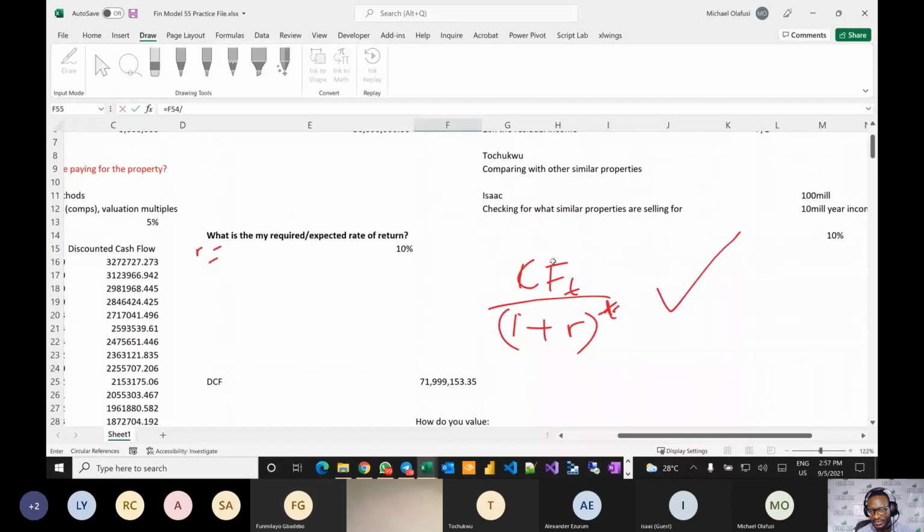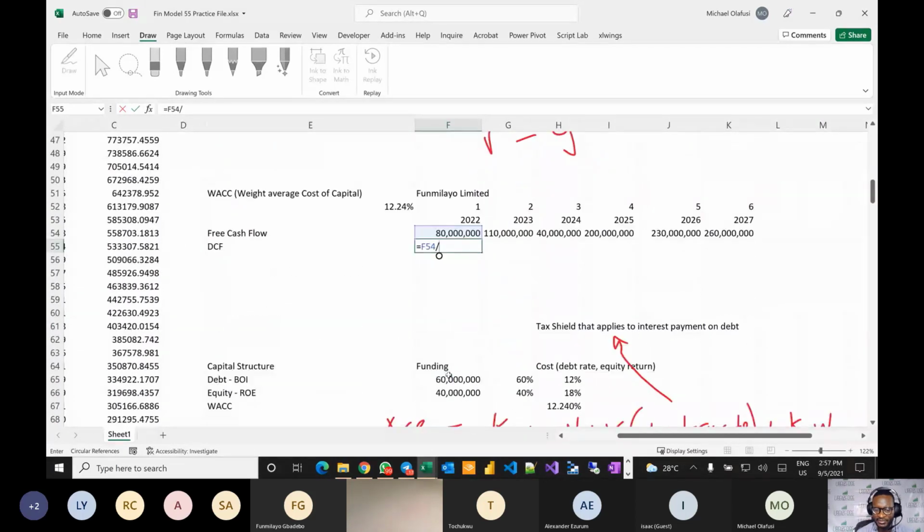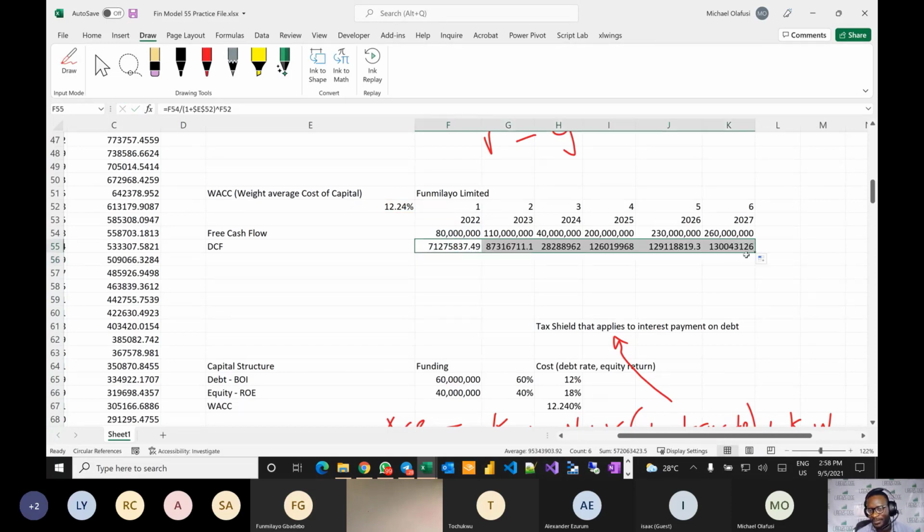So now that I know this, we can start calculating the cash flow. If you remember this formula, the cash flow in that period divided by 1 plus R raised to power. So divided by 1 plus, this is that cost of capital. I make it absolute, raised to power what period? This is year 1, which is period 1 in this case. So I've done everything in such a way that I can drag. So I'm just going to drag this up onto here. So now what I've done here is what we call the explicit forecast period.